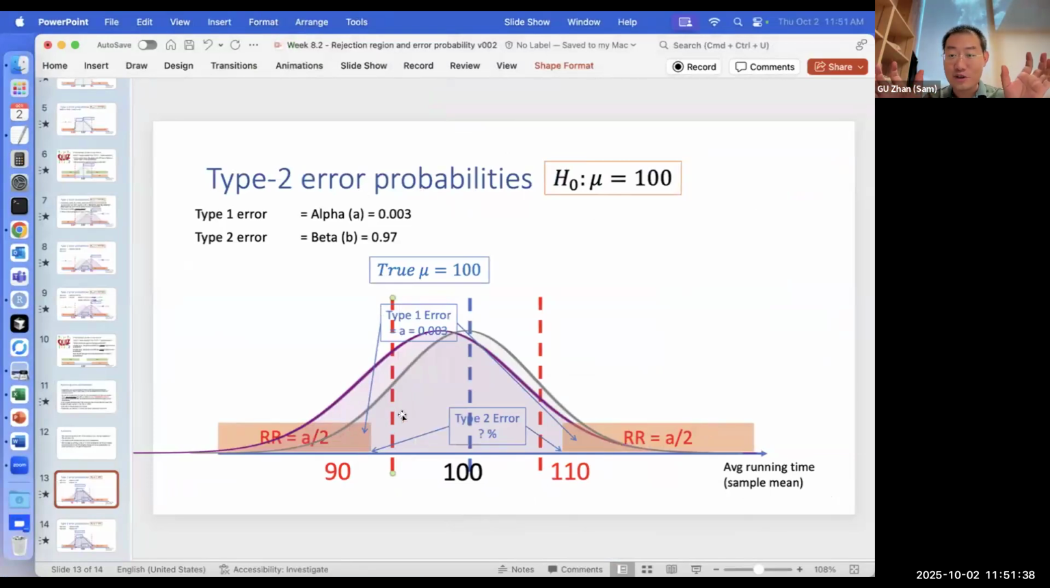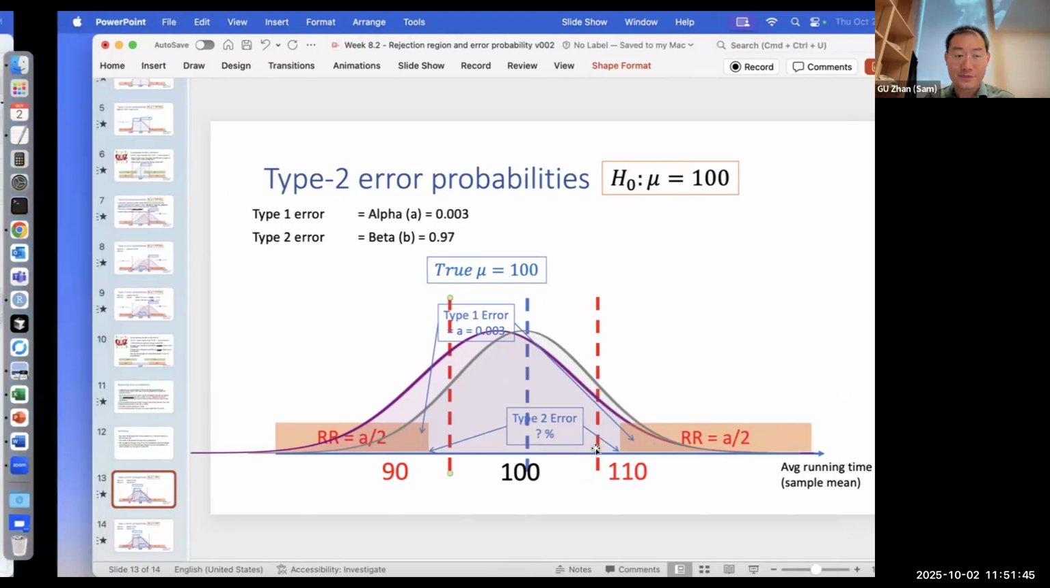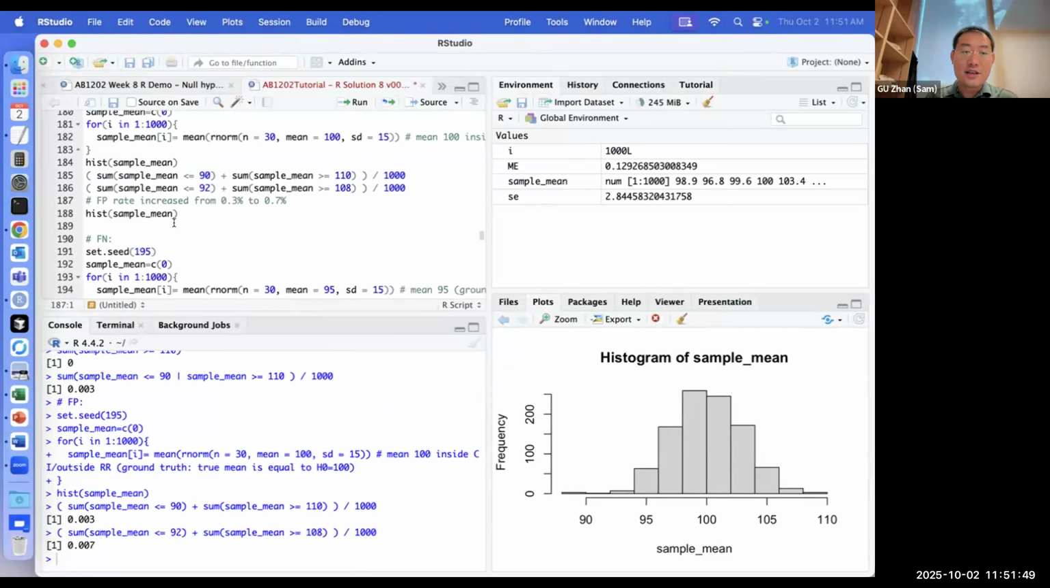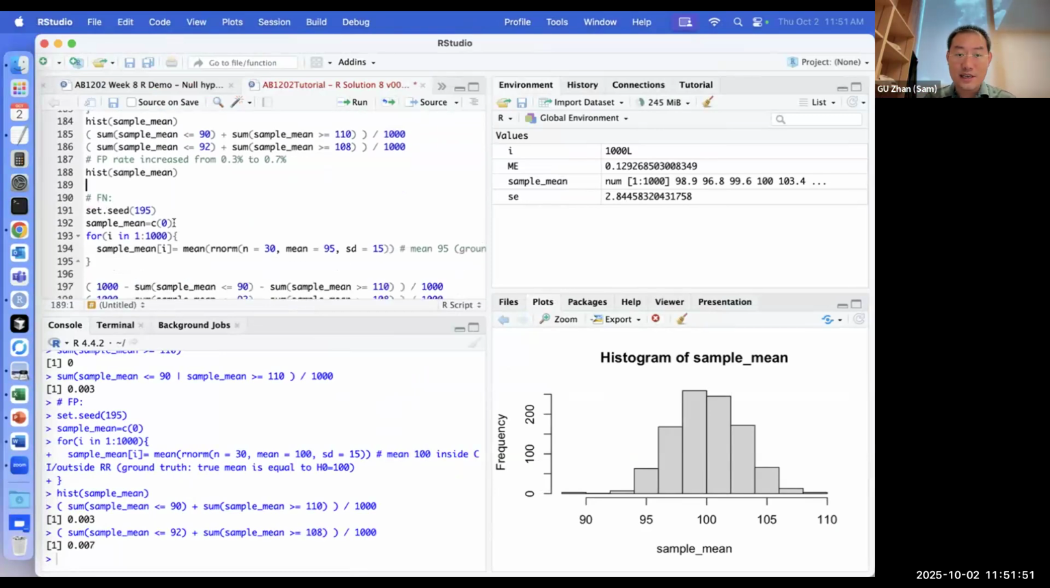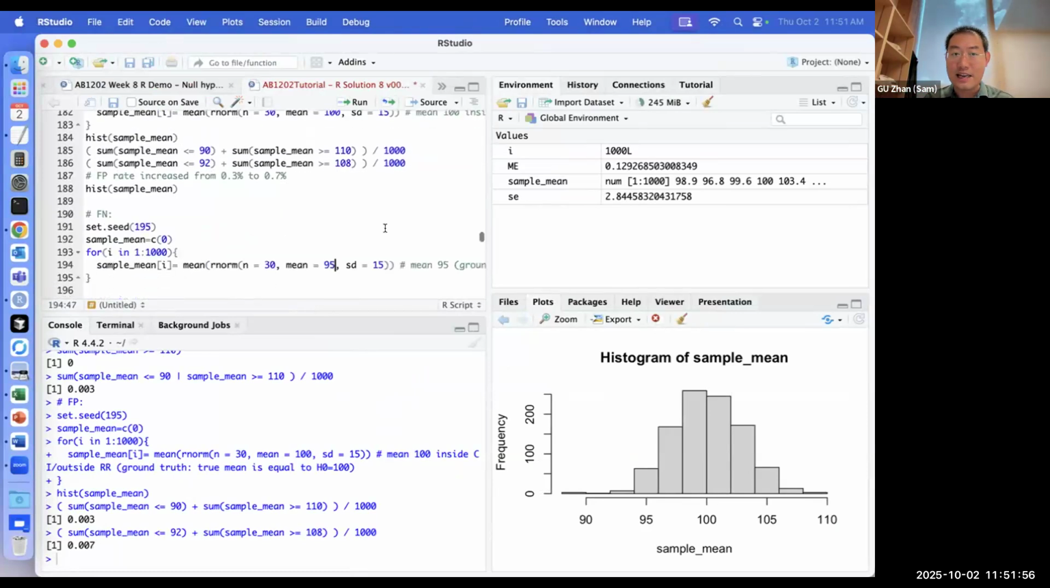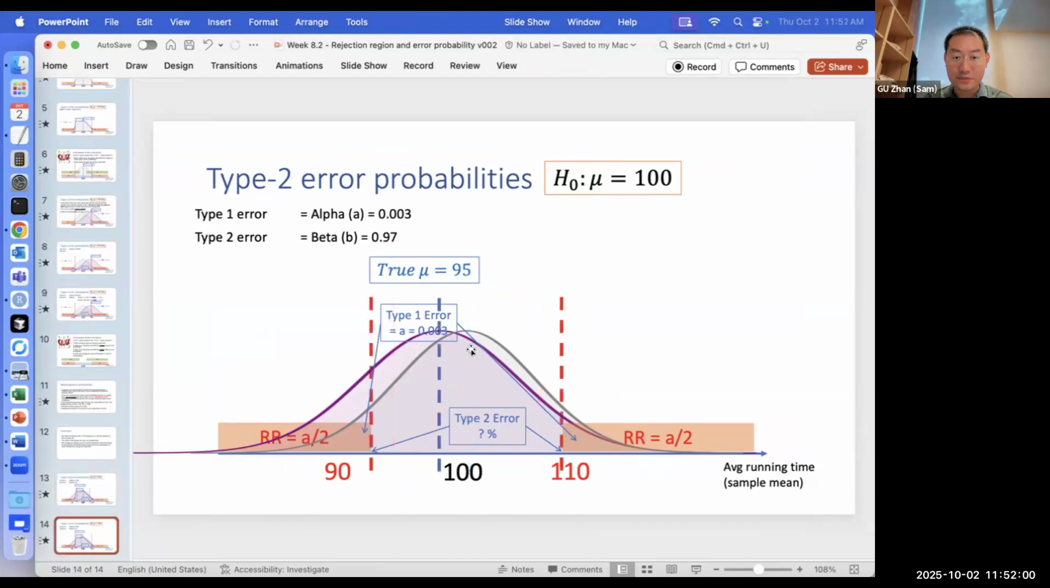Earlier, the two sides together were 0.3%. Now you make the rejection zone larger by moving these two cutoff lines toward the center, so the area on the two tails gets larger, and the quantified value is 0.7%. Now we'll move on to the false negative. False negative is when you change the mean value from 100 to 95. Again, you move this one from 90 to 92, and this one from 110 to 108.